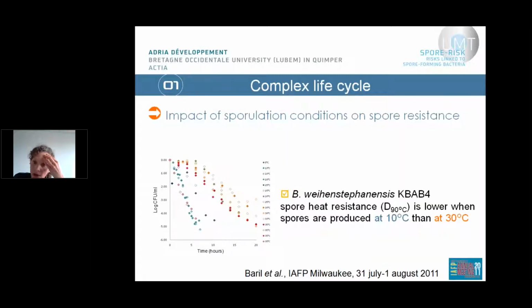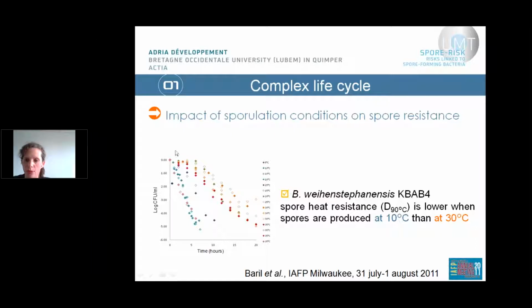I'm going to quickly show you some results that we acquired in the lab. This has been reported as well by other research teams, but just to illustrate the impact of sporulation condition on spore resistance and spore load production. The thesis of Eugénie Baril was dealing with sporulation and how to apprehend sporulation conditions. So she worked on Bacillus weihenstephanensis, KBAB4 strain, which is a psychrotolerant strain, and she produced spores at different temperatures.